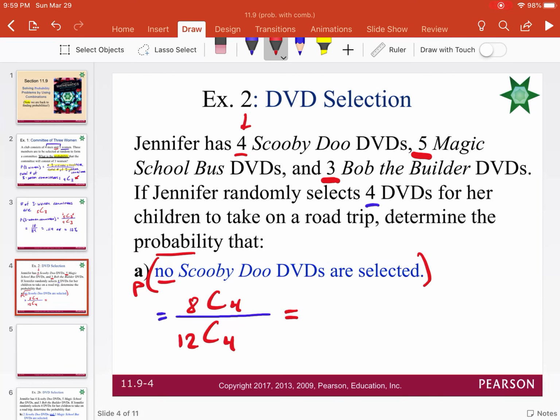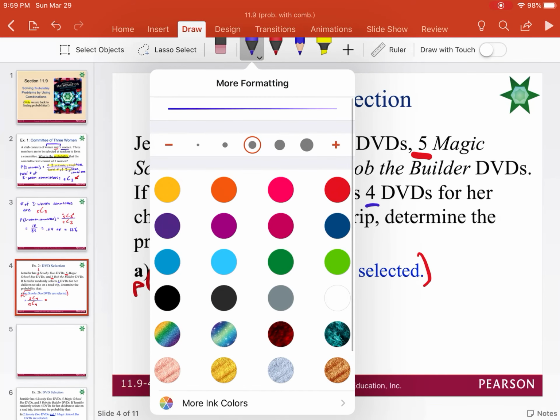Okay? Not too bad, right? So go ahead now and calculate that. I'm doing it too. So the top is 8C4, 70 different groups of 4 possible.